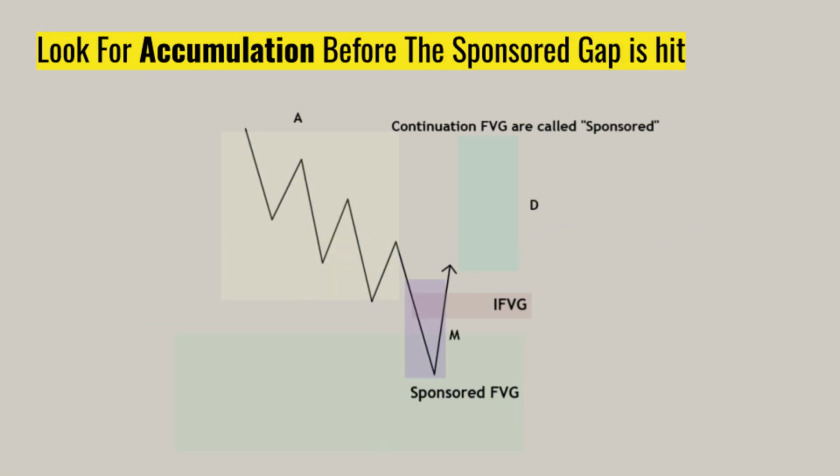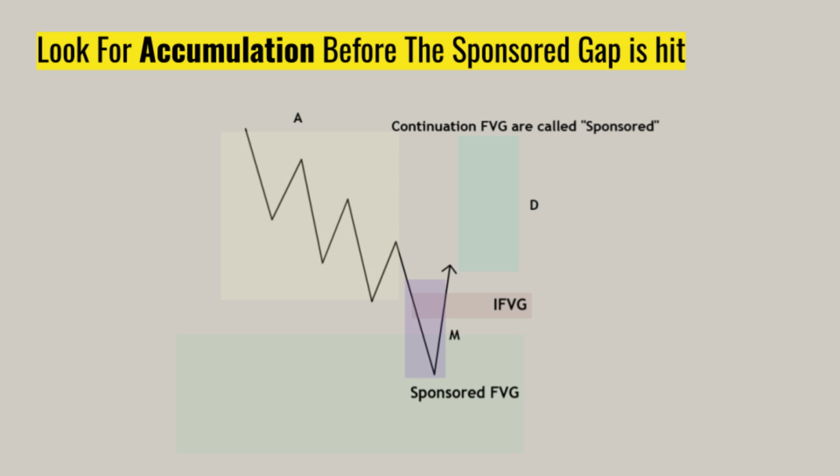A key thing for me is I look for accumulation before any sponsored gap is hit. So because I work with AMD, I'm always looking for accumulation, manipulation, and distribution. So a lot of the time, I want accumulation, which creates low resistance liquidity right before any sponsored gap is hit, either that 5-minute gap, 15-minute gap, or even sometimes there'll be some like rejection blocks.